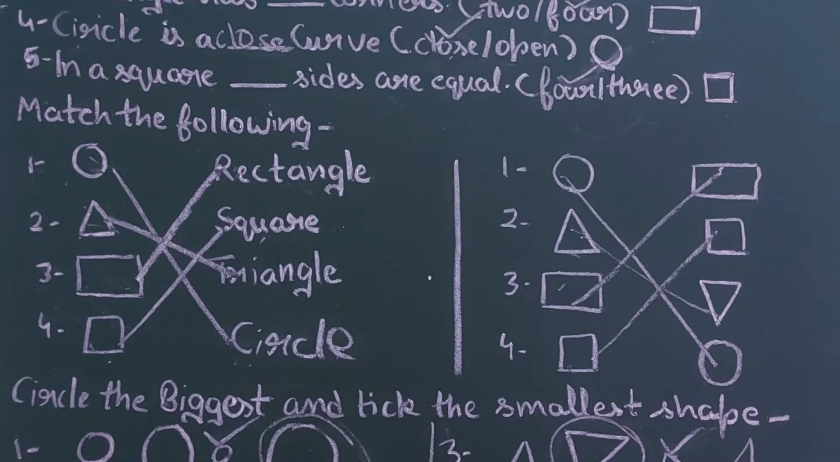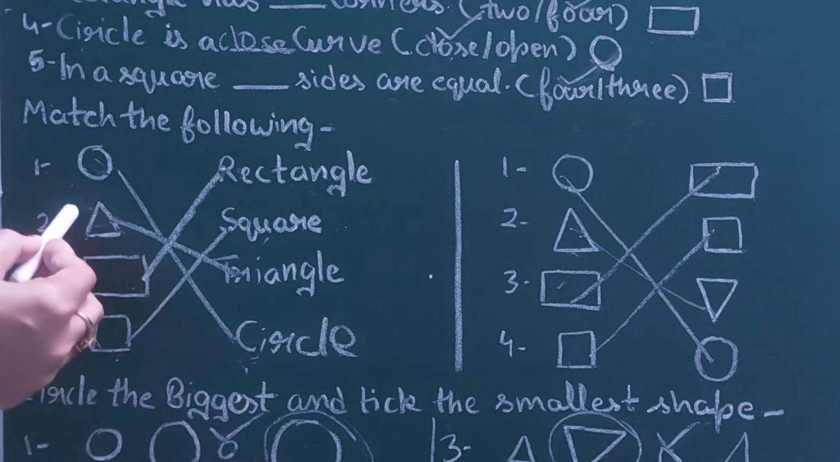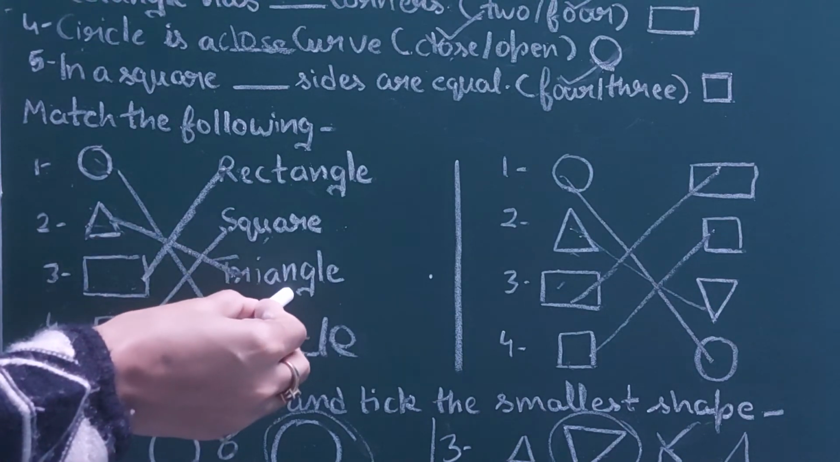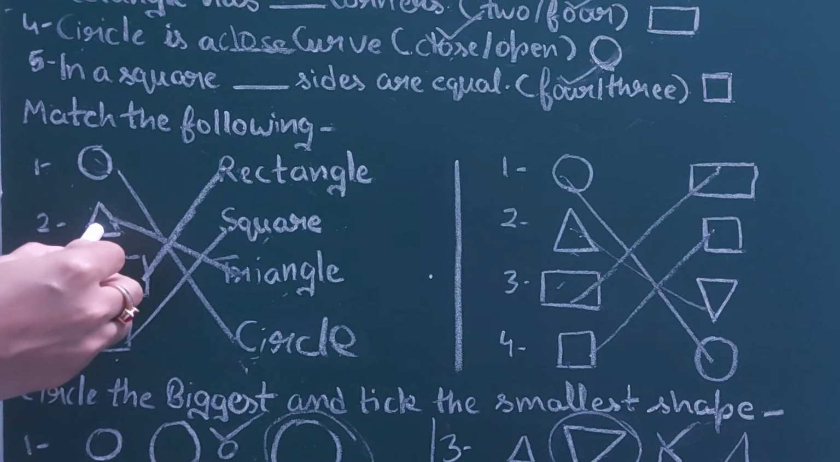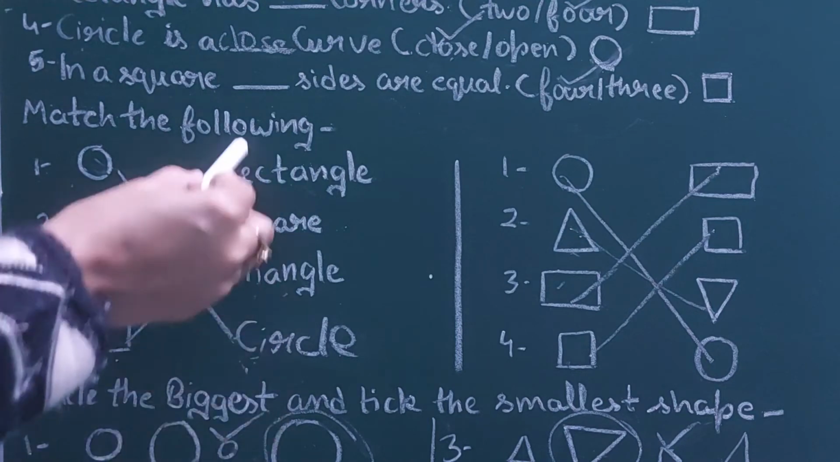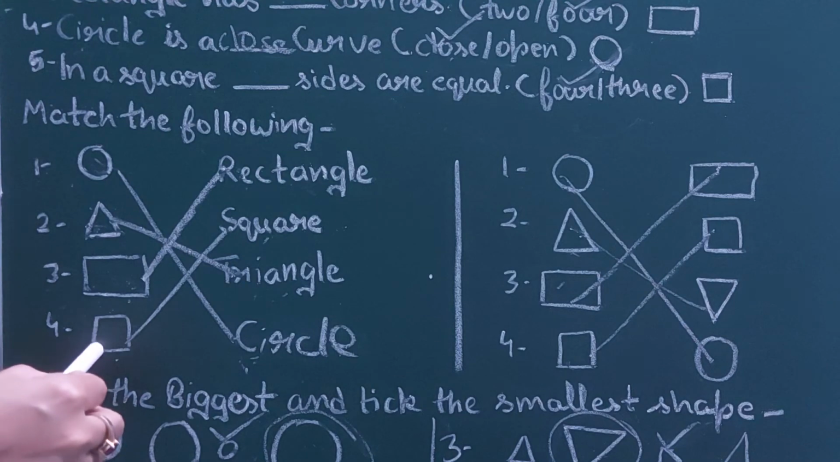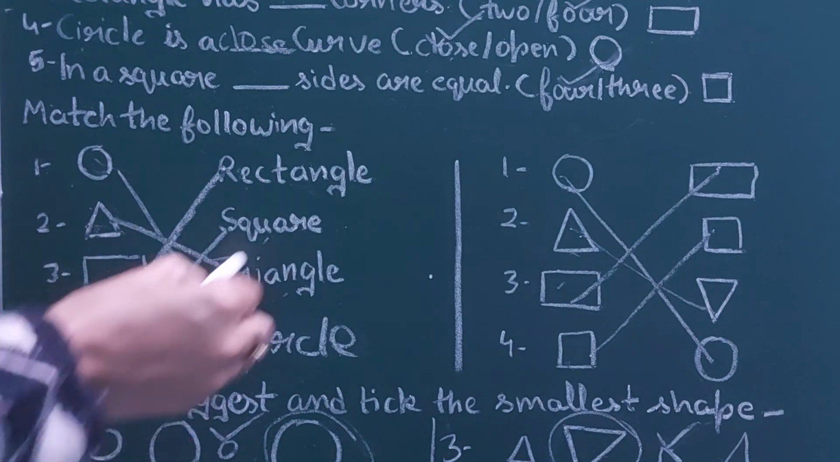Then next question, and there are two methods of solving this question. Either we can match the figure with the words given, or we can just match the figure with the figure. Let's see this. So first is circle. So where is circle written here? Here. So we'll simply match this by drawing the line. Then next is triangle. So triangle will match with the triangle. Then comes rectangle. So we'll find out where rectangle is written. Here it is written. So we'll simply match this by joining the line. Then comes square. So we'll join square with square.